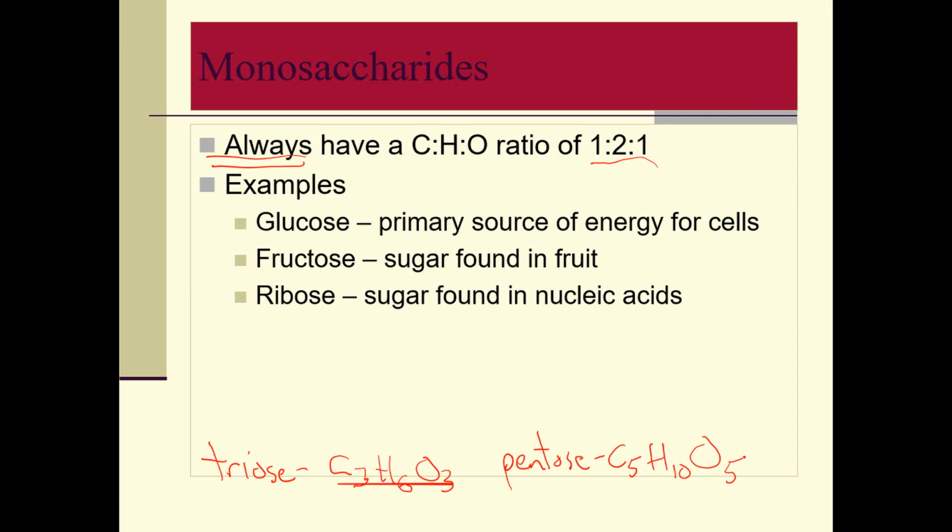Examples, glucose. I think all of us have heard of glucose. We have blood sugar or blood glucose levels. Almost every single cell on this planet utilizes glucose for energy. Fructose is a sugar found in fruit, and ribose is a sugar found in nucleic acids. So what I want you to know in addition is that ribose is a pentose, and glucose and fructose are hexoses. So glucose and fructose have 6 carbons, ribose has 5 carbons. All right, so that's it for the monosaccharides.